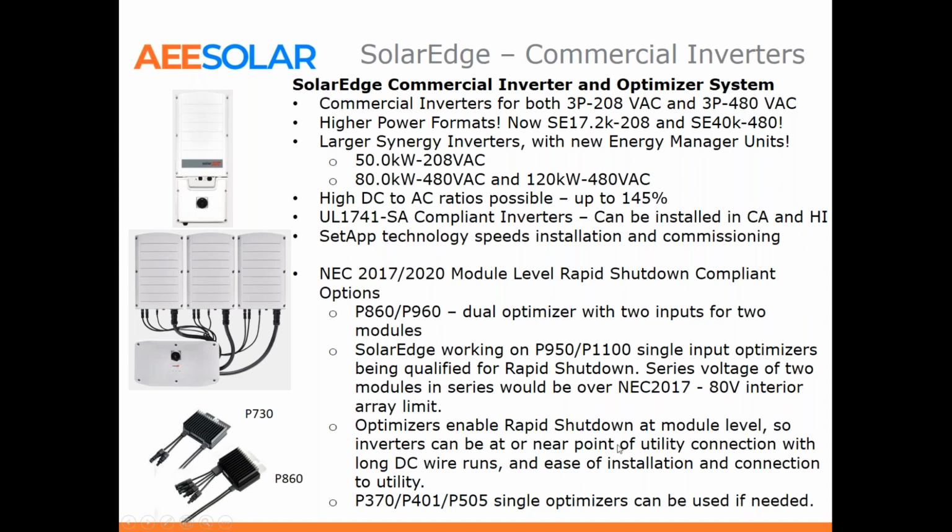So optimizers enable rapid shutdown at the module level, and the inverters basically go near the point of connection, and we get very long DC wire runs. Very easy to connect these, and typically with SolarEdge you see much smaller, fewer DC strings with higher wattages on each string. The optimizers are setting the voltage and keeping it at the operating voltage of the inverters. Note, if needed, you could always install single optimizers on separate strings, if your array is really broken up, or if there is a need to match with an optimizer. We don't see that a whole lot, but it is an option.